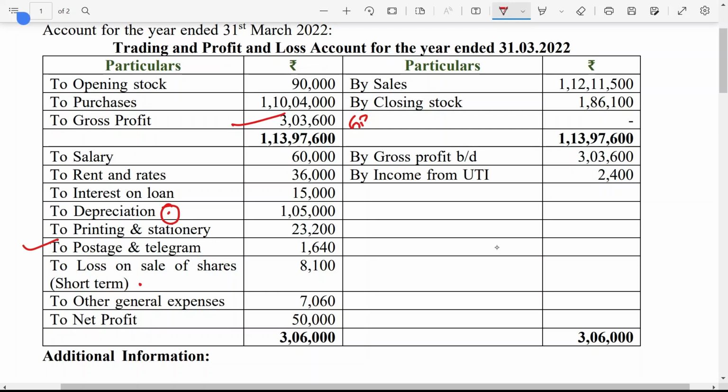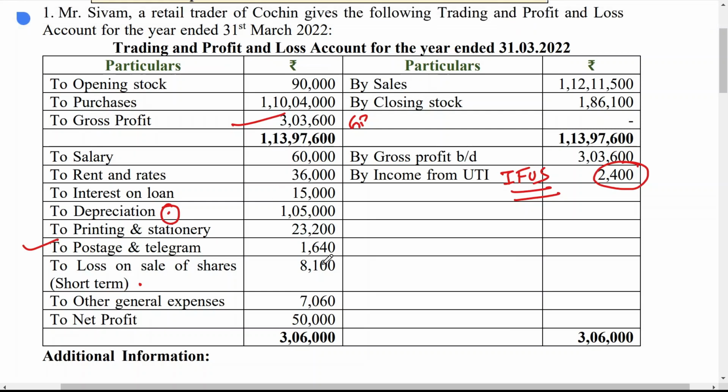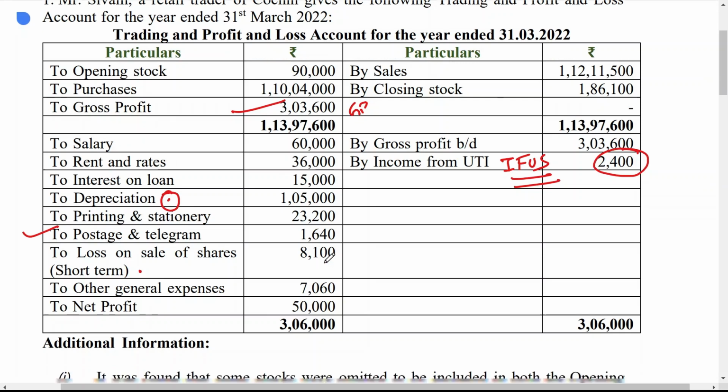Now, the gross profit and income of UTI: this is also inadmissible income, because income from UTI is income from other sources. Any other thing you find by studying the profit and loss account, you can write down whether it is admissible or inadmissible. All other expenses are revenue in nature, like rent and rates, interest on loan, postage and telegram, and other general expenses. These are revenue in nature. But if some information is provided related to these, then they may be added or deducted.